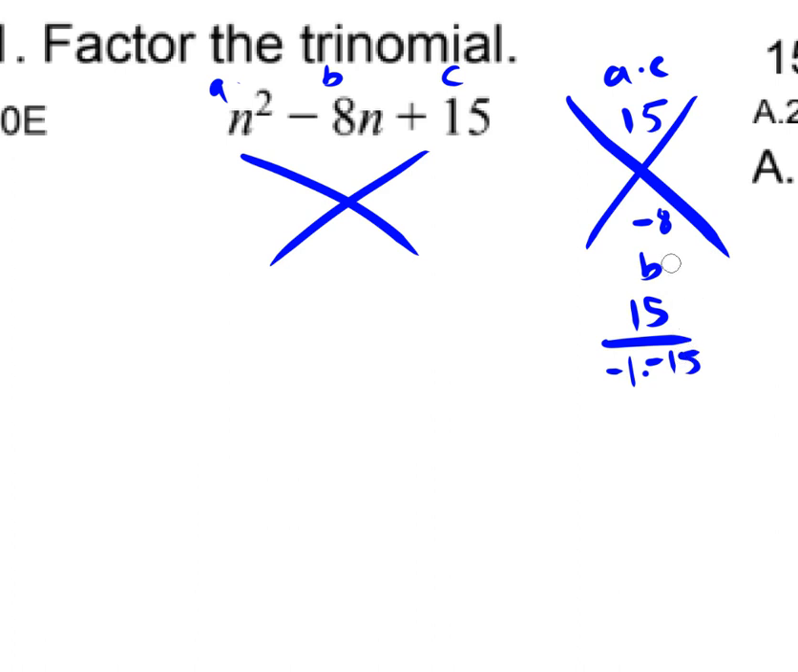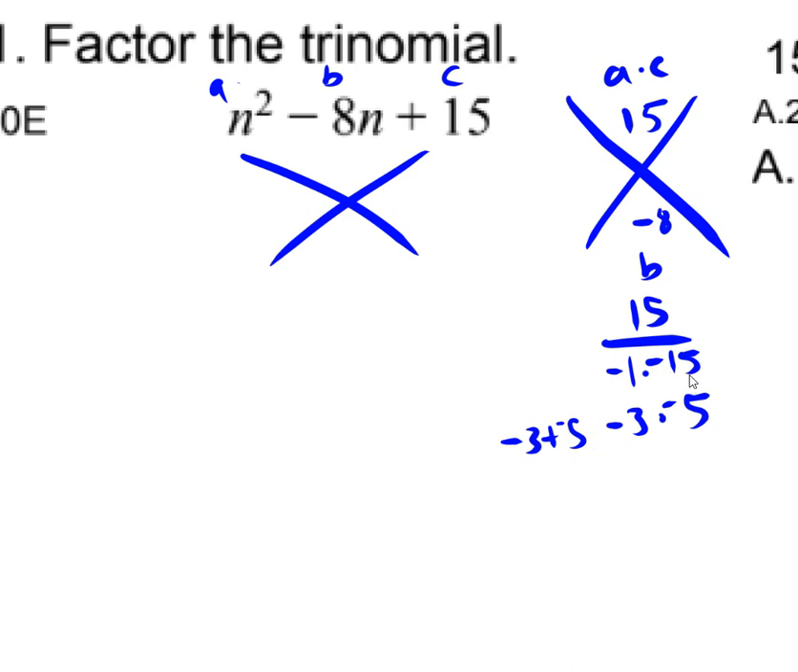Well, that didn't work because they don't add up to get negative 8. So I'm going to keep going. Negative 3 times a negative 5. Well, guess what? That works. Negative 3 times a negative 5. If I take negative 3 and I add negative 5, I get negative 8, right? That's what I'm looking for here, right?